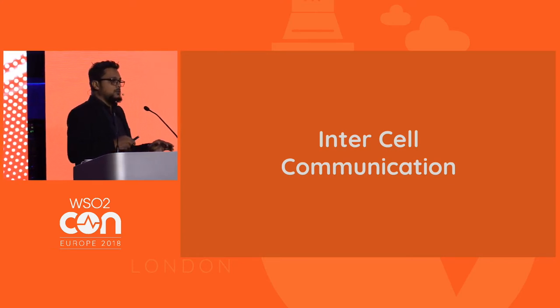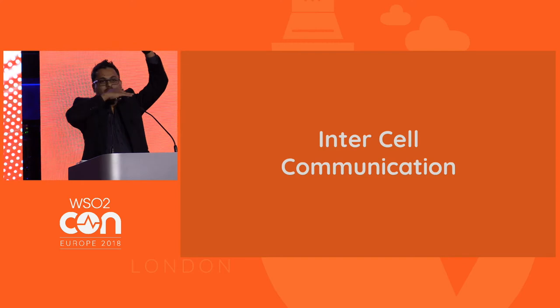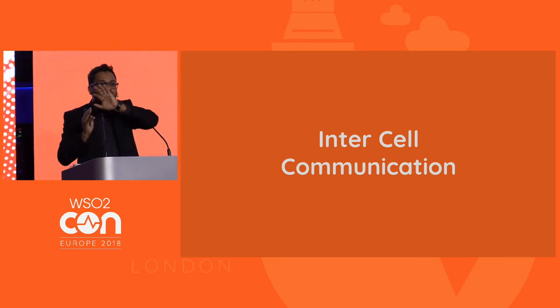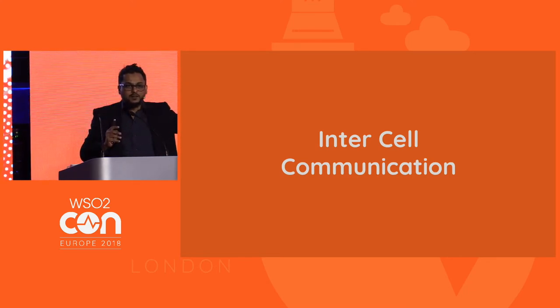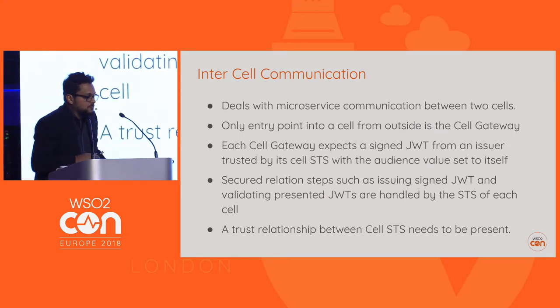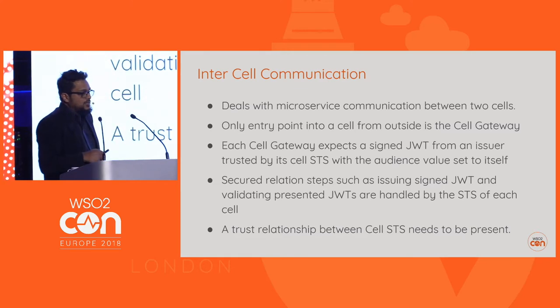So now we have to go to the next step, right? We have spoken about edge security, security at the cell gateway level, and security within a cell. Now a cell wants to invoke a different cell, right? So this is the next aspect that we are going to cover. Inter-cell communication deals with communication between two cells.